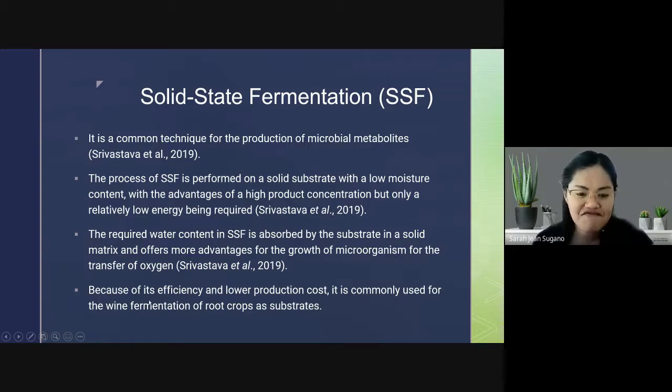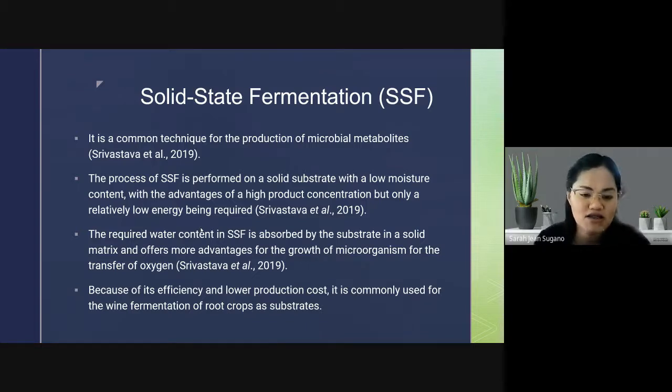And the advantage of this is a high product concentration, but only a relatively low energy is required, because there is a minimal diffusion and mixing of the product and also the biomass. Mostly the products are in liquid form, di ba? Ang substrate kay in solid form. So it can only be decanted right away, di ba?